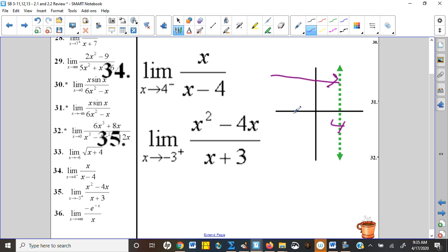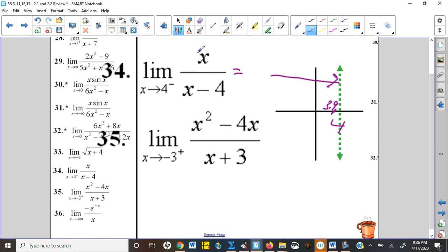Third of all, I'm going to pick a number that's just a little bit to the left of it, since I'm moving in from the left. So how about 3.9? So 3.9, right? And then I don't need to know values specifically. I just need to know whether they're going to be positive or negative.